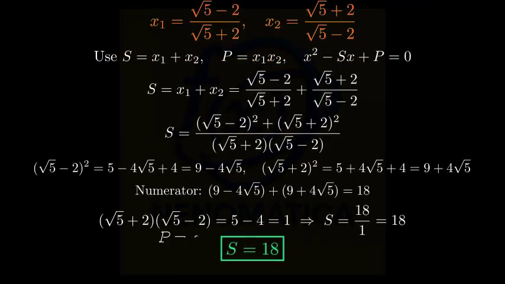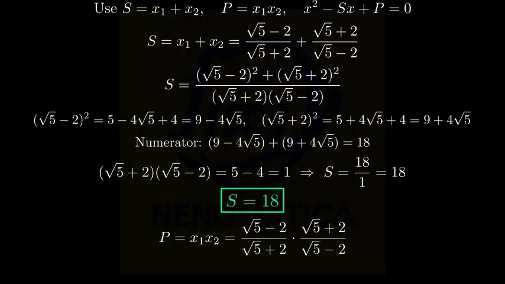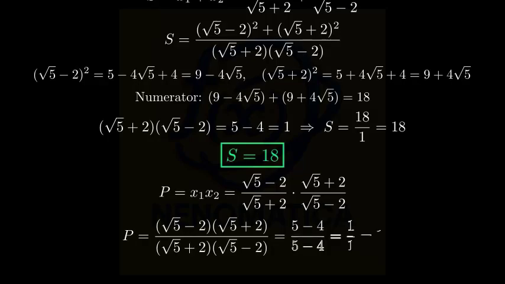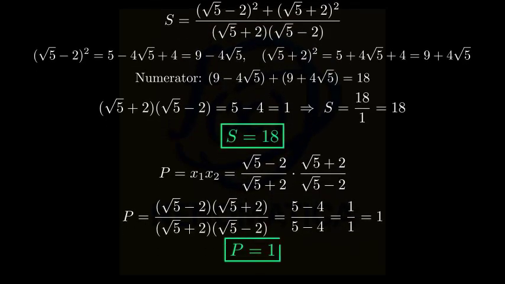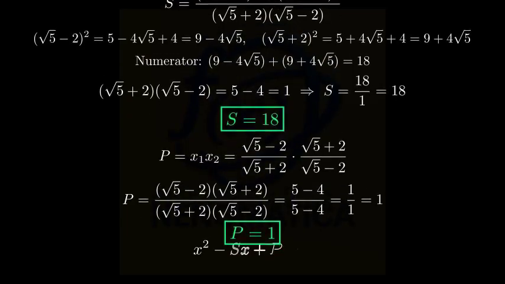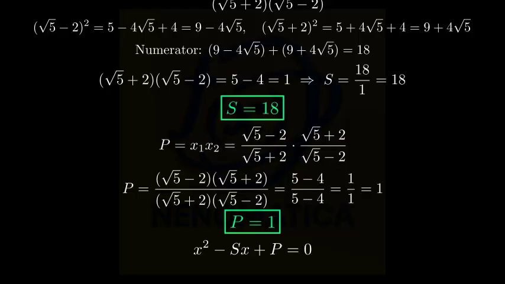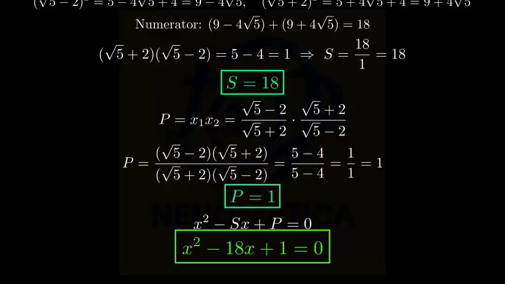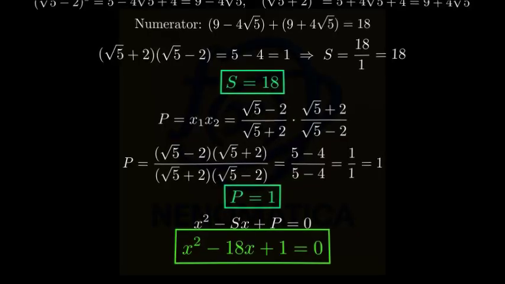Next, the product. Multiply the two fractions, and notice everything cancels nicely. The numerator and denominator are identical, so the product p equals 1. Finally, use the monic quadratic form with given sum and product. The template is x squared minus sx plus p equals 0. Substituting s equals 18 and p equals 1 gives x squared minus 18x plus 1 equals 0.